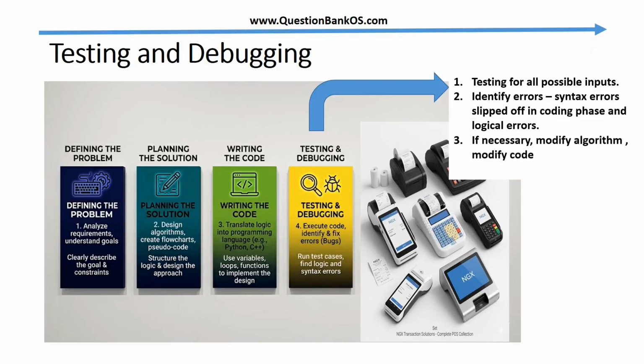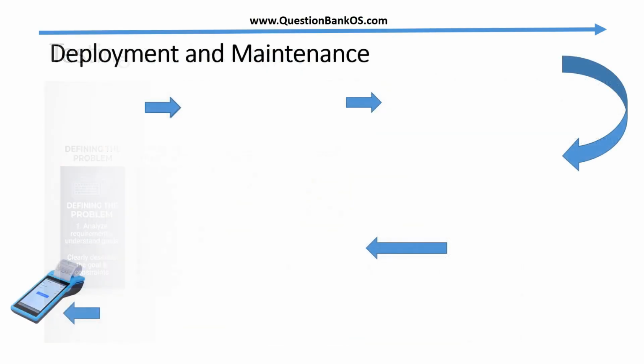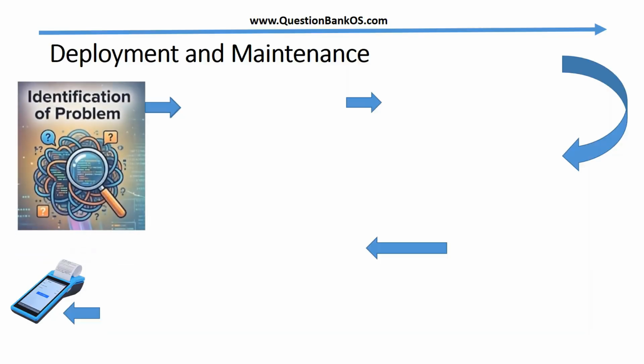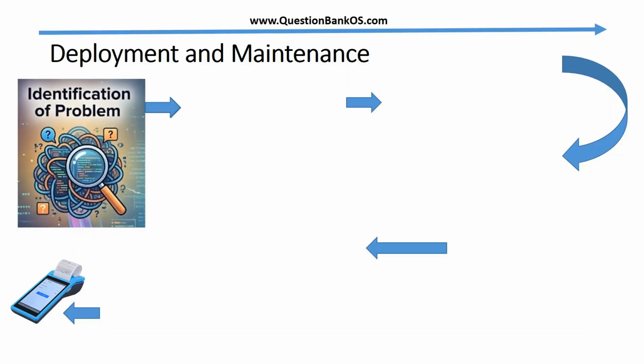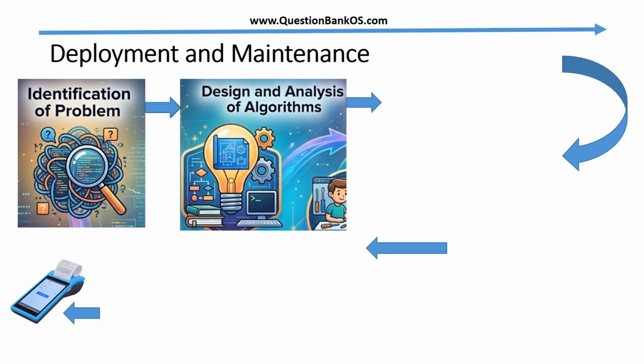During the initial deployment step, the fully tested and validated application is packaged, transferred, and installed directly onto our targeted production server or field hardware, such as an active POS terminal. Once the system is officially live, continuous maintenance begins.